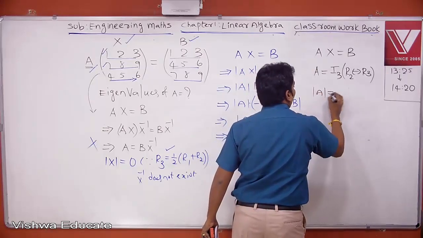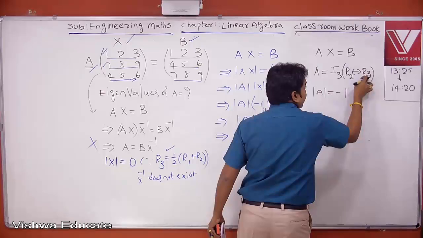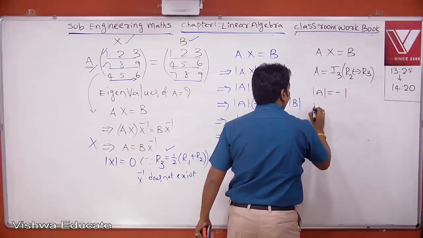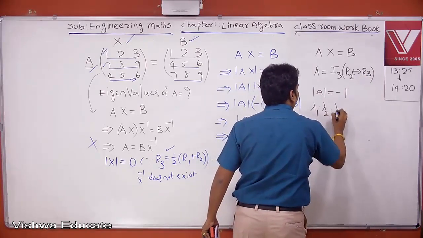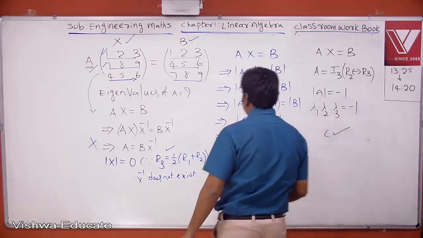Therefore, det of A equal to minus 1. Det of I3 is 1, but two rows have been exchanged, therefore it is minus 1. Now, lambda 1 into lambda 2 into lambda 3 equal to minus 1. Therefore, option C is the right answer.